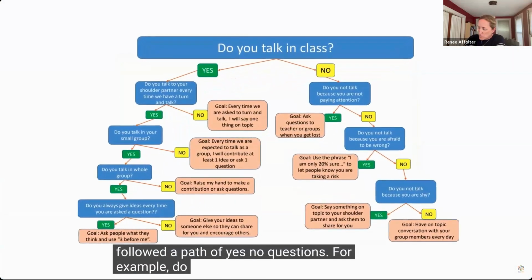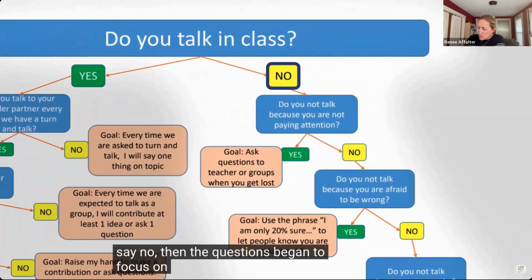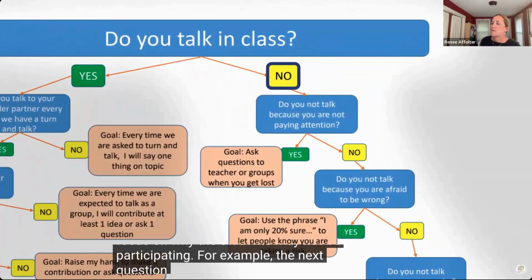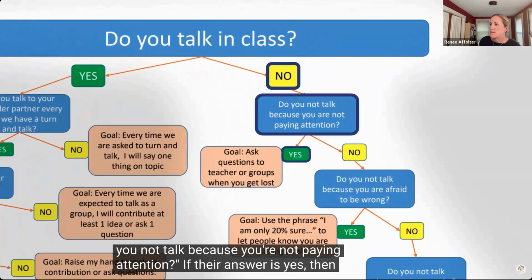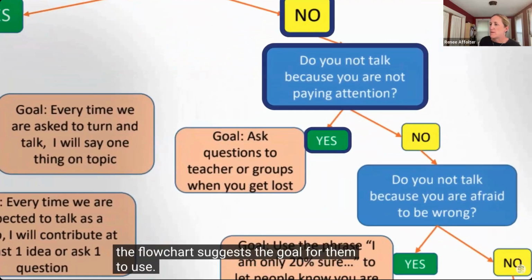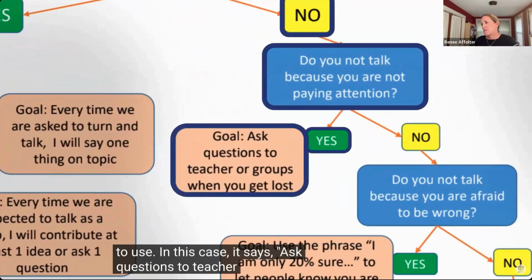For example, do you talk in class? If they say no, then the questions begin to focus on why the students may not be participating. The next question on the decision tree is, do you not talk because you're not paying attention? If their answer is yes, then the flowchart suggests the goal for them to use. In this case, it says, ask questions to teacher or group members when you get lost.